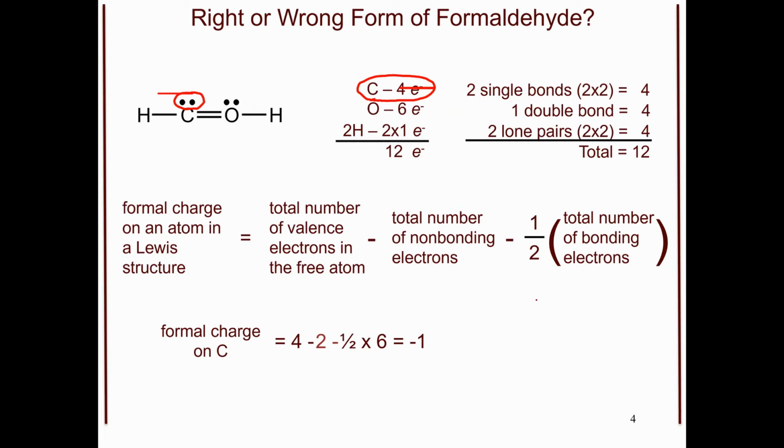The 6 electrons that we are going to look at are the 4 here in this double bond and 2 electrons that we have in the single bond. That is 6 total electrons, but we get 1/2 of them. So if we take 4 minus 2 minus 1/2 times 6, we are going to get a formal charge on carbon of -1. This has a negative charge.